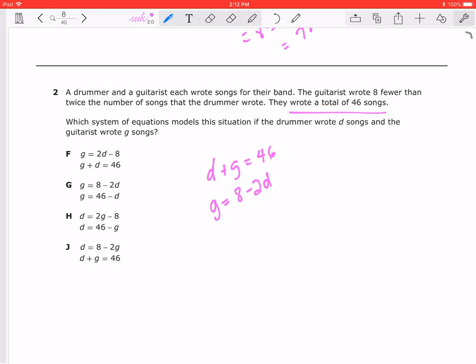Okay, so let's see which answer choices make this work. It might work there. So then here we have, this won't work because that won't match our D plus G. So our answer choice is really in, this won't work either. So our answer choice is going to be either F or J. So let's look. We have D plus G is equal to 46. Okay. Then we have D is equal to 8 minus 2G. But that's saying that the songs that the drummer wrote is equal to 8 fewer than twice the number of the songs that the guitarist wrote. So F has to be our answer choice.